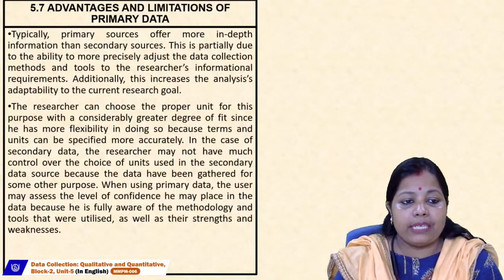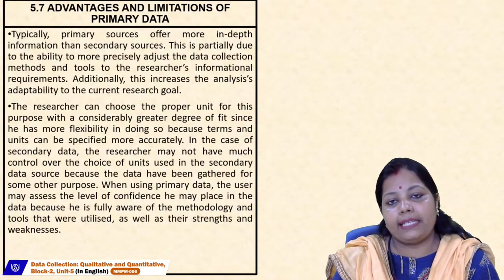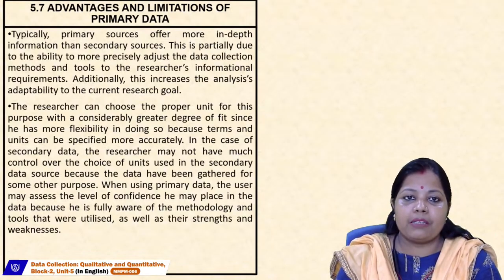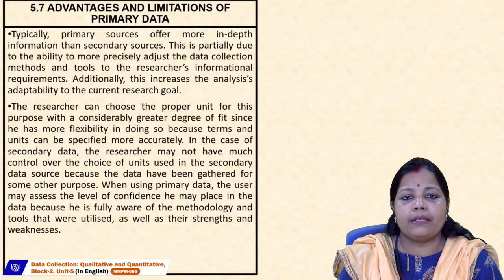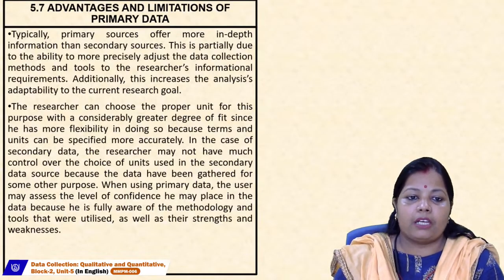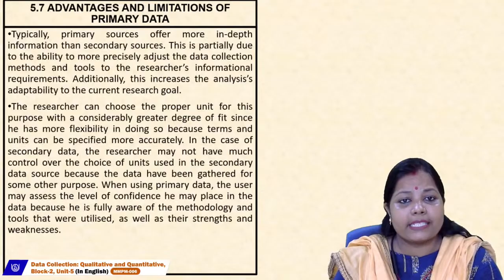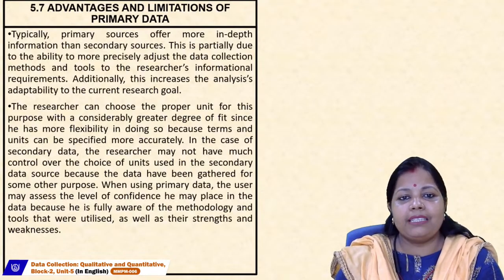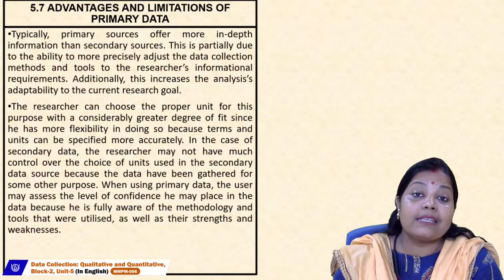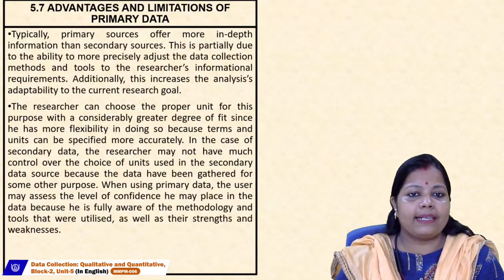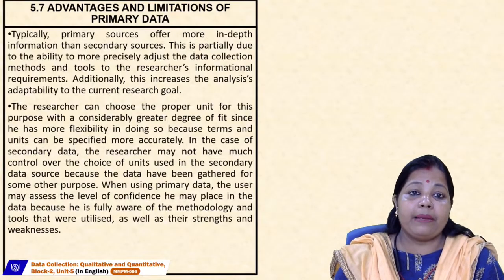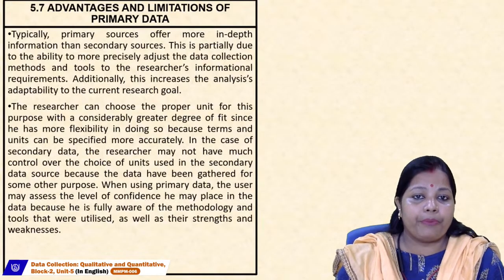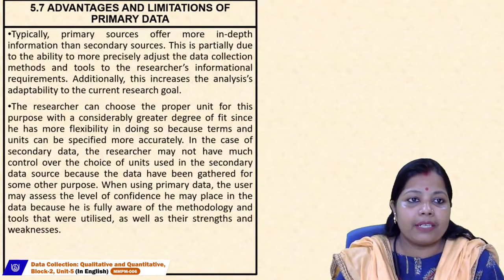Terms and units can be specified more accurately in the collection of primary data, because the researcher is going to collect the data for the first time as per the requirement. The researcher will fit the parameters, measurement and units for the collection of data, because everything is in the researcher's hands. It is not secondary data that is already done, where the parameters and units have already been set by somebody else. It may fit me or my research, or it may not fit. So such kinds of difficulties are not there in primary data.